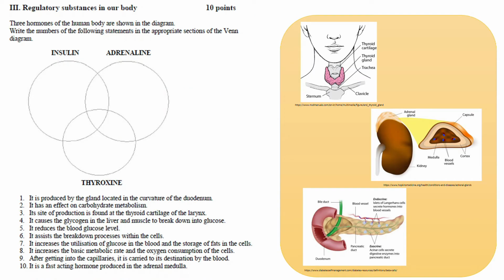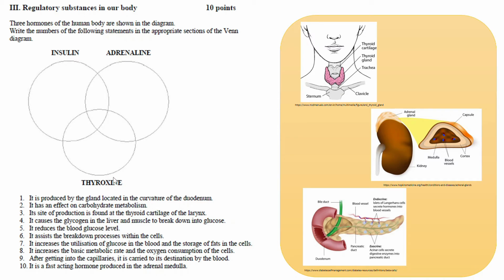Alright, in the next exercise we are going to talk about hormones, regulatory substances in our body. Endocrine system is one of my favorite topics. So, 3 hormones of the human body are shown in the diagram. Write the numbers of the following statements in the appropriate sections of the Venn diagram. So, you need to remember everything you have learned about these hormones, where are they made, how do they work, and I hope these pictures that I added here will help you to bring back the old memories about every single one of them.